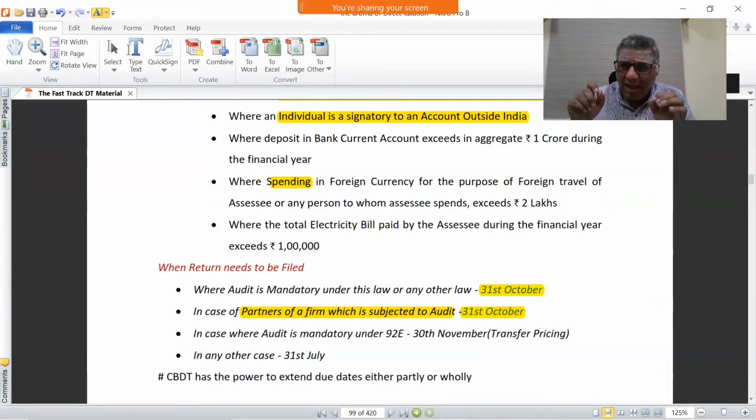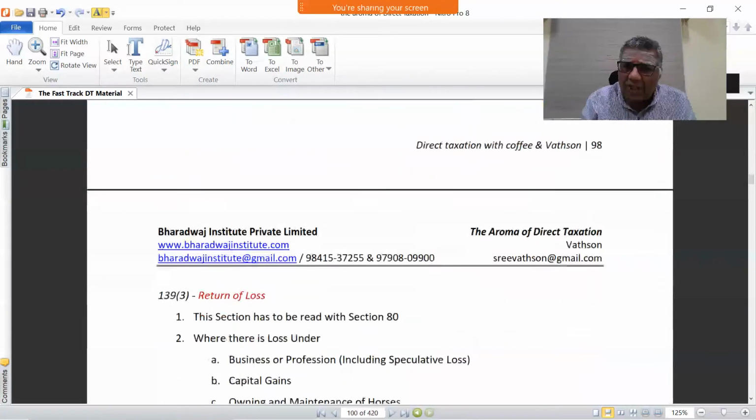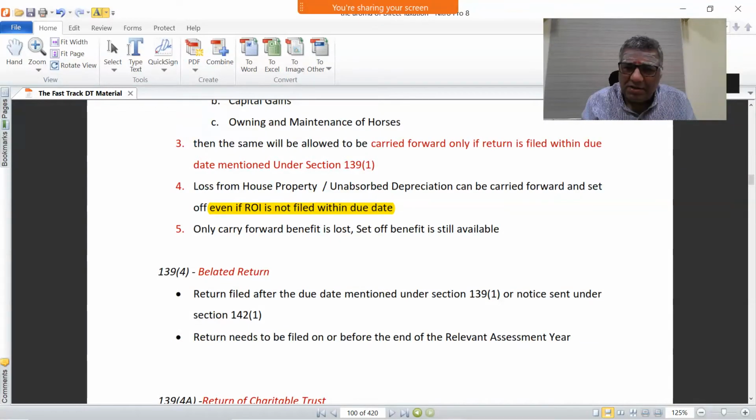So, a belated return is a return filed after the date mentioned in 139(1) or the notice sent by the department. They are known as belated returns, and it should be filed before 31st March.